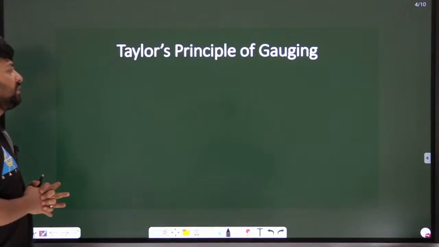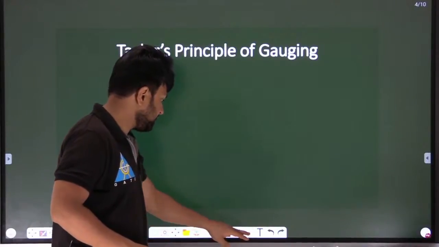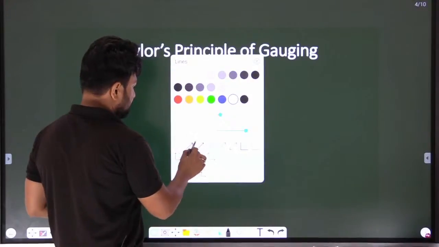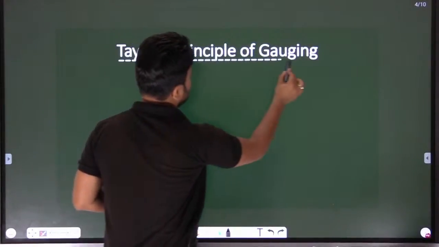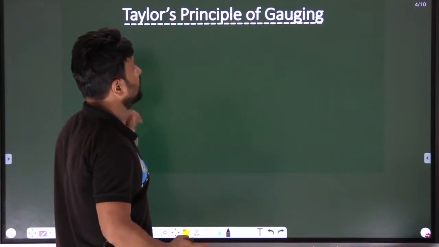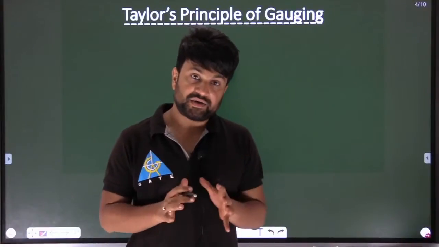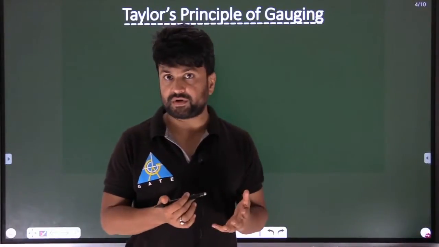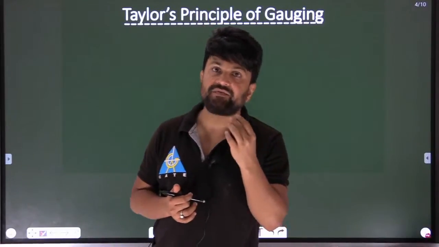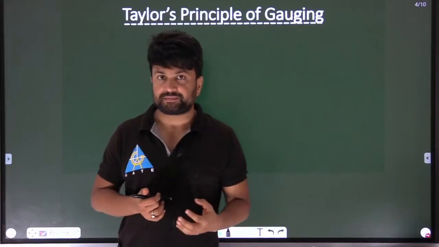Today I am going to start the Taylor principle of gauging. Here we are going to design a gauge which is going to measure our workpiece, whether they are within tolerance or out of tolerance. These gauging instruments decide whether we have to accept the product or reject the product.